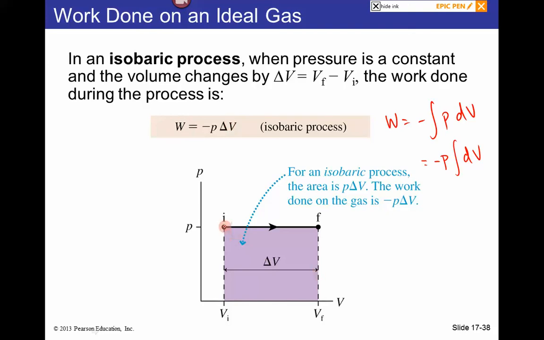If you go from an initial volume to a final volume, then the work done is minus P times (V final minus V initial), which is your delta V. Okay, and the area, this square here, that is the work done, and this is your delta V.